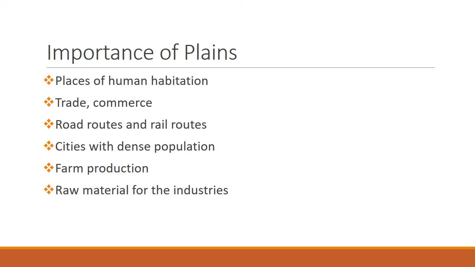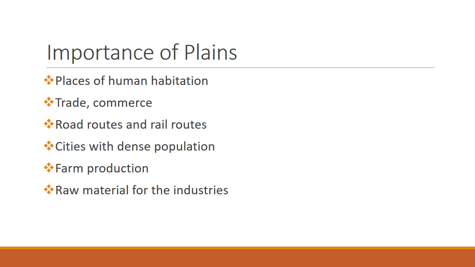Now let's study the importance of plains. Why are they important? Places of human habitation and trade and commerce are established in the fertile plains. The plains which are fertile, which can grow crops, have been the places of human habitation, places of human residence. People live, like we all are living, the majority of the world's population is living on plains. And trade, commerce, the occupations, all that happen in the fertile plains.